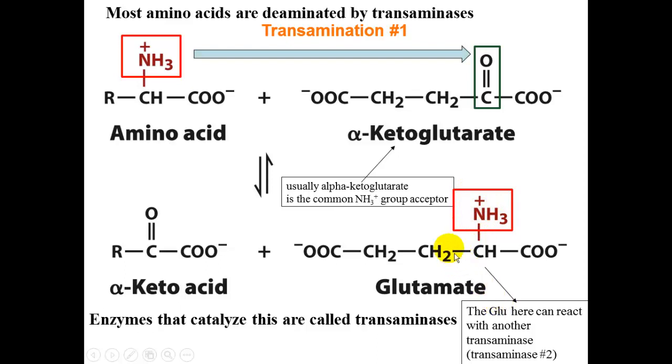Now that glutamate can actually have one of several fates. One of the fates is it could react in another transamination reaction. I call that transamination number 2. The glutamate can be subject to oxidative deamination. There's also in the cell something known as glutaminase, an enzyme that converts glutamine to glutamate. And there's also glutamine synthetase.